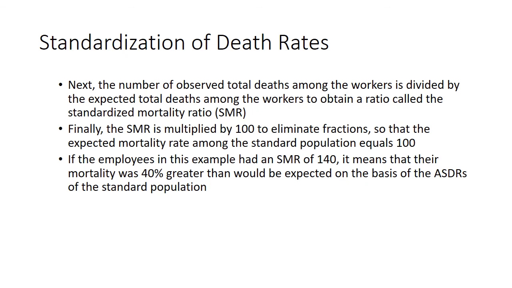So that way we would know what the mortality rate is among the standard population, assuming that equals 100. This ratio gives us an idea of how much above or below these workers are compared to the U.S. male population. So for example, if we had a standardized mortality ratio of 140, it would mean that their mortality rate was 40% greater than what would be expected based on those age-specific death rates of the standard population.